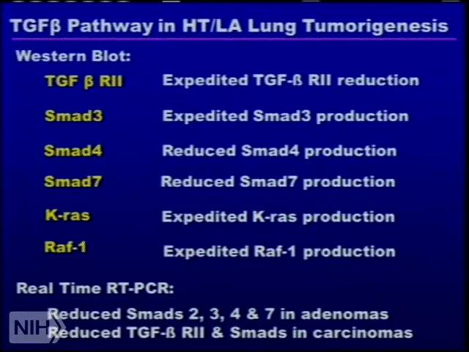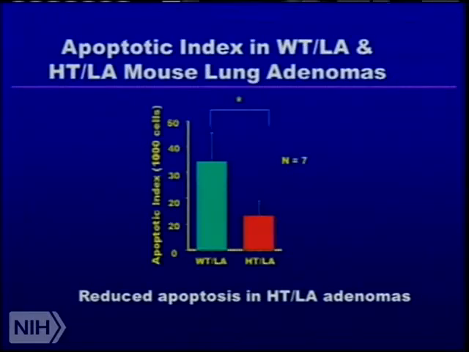We also conducted real-time RT-PCR and showed that there was reduced expression of SMADs 2, 3, 4, and 7 in the adenomas, but reduced expression of the type 2 receptor and SMADs in carcinomas. So not the same thing is going on at all stages of carcinogenesis. It seems to be a very complex system that we're trying to sort out.